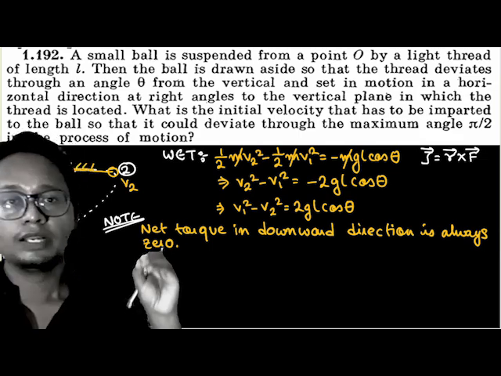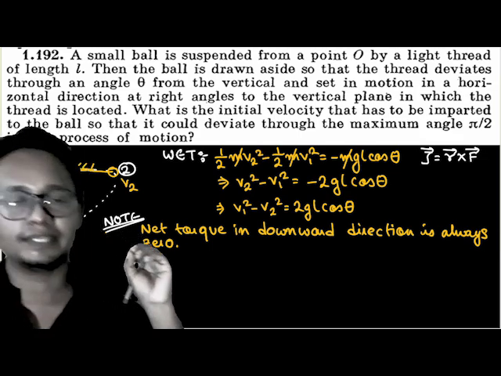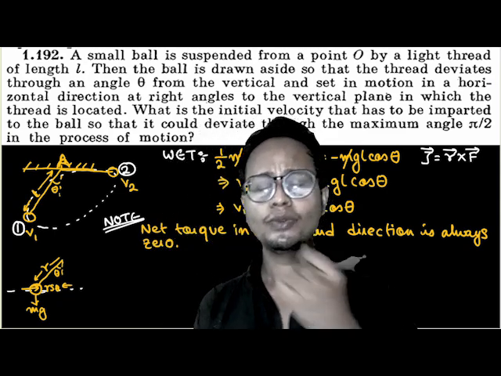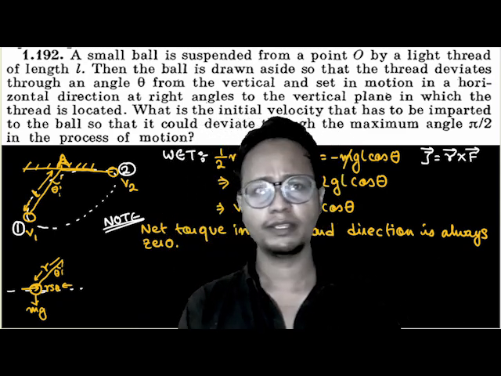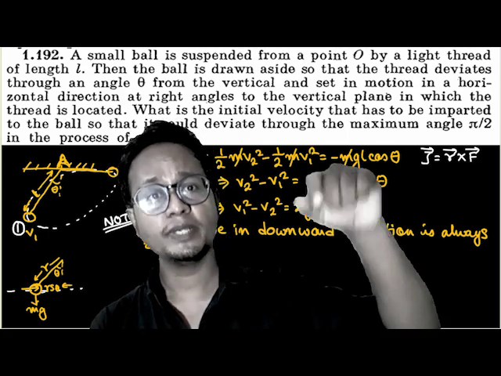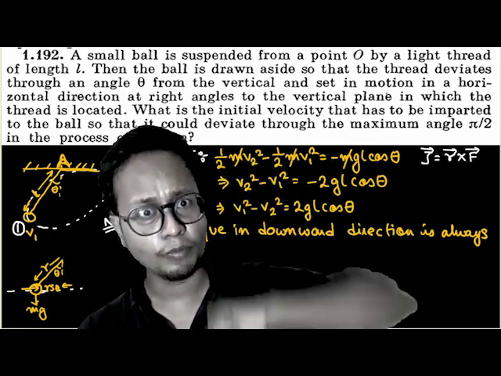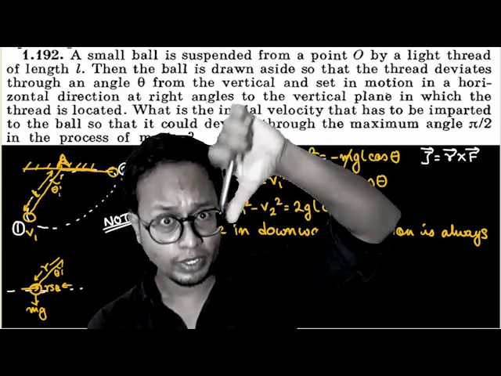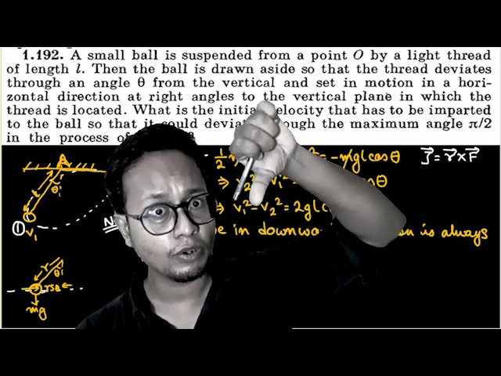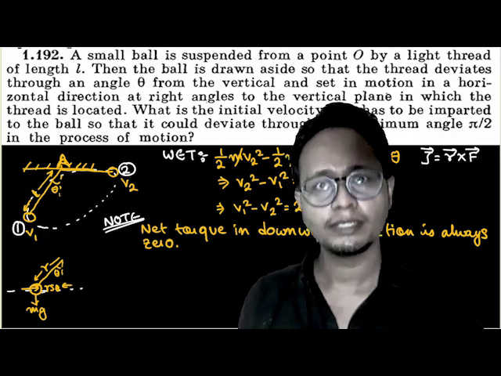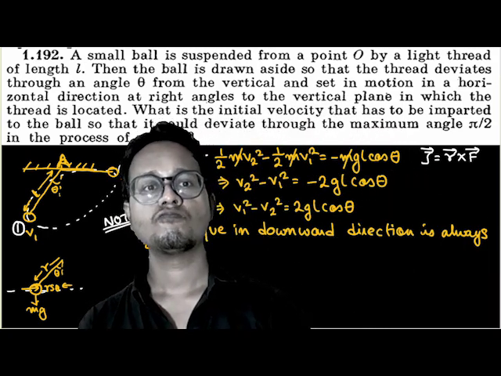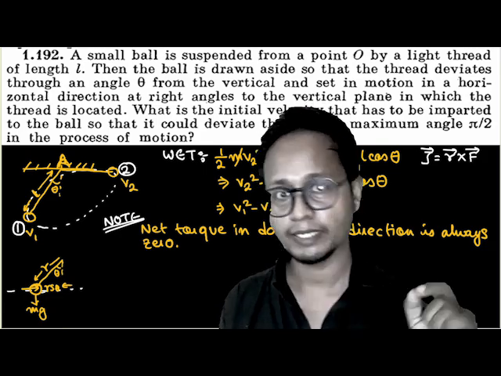Now when you have understood that, understand a simple thing. If the x component of force is equal to zero, will there be any component of acceleration in the x direction? No. Similarly, if the downward component of torque is always zero, will there be any angular acceleration in the downward component? No. So if there is no downward component of angular acceleration, can I say that the downward component of angular velocity will always remain the same? Obviously, it will always remain the same.